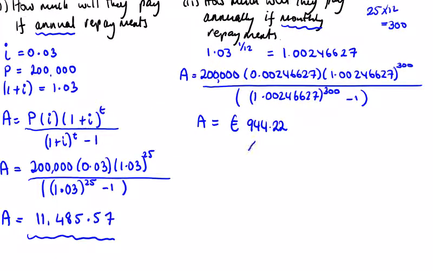If we multiply that by 12 to see what the annual repayments would be, we get 11,330.64. Very similar to 11,485.